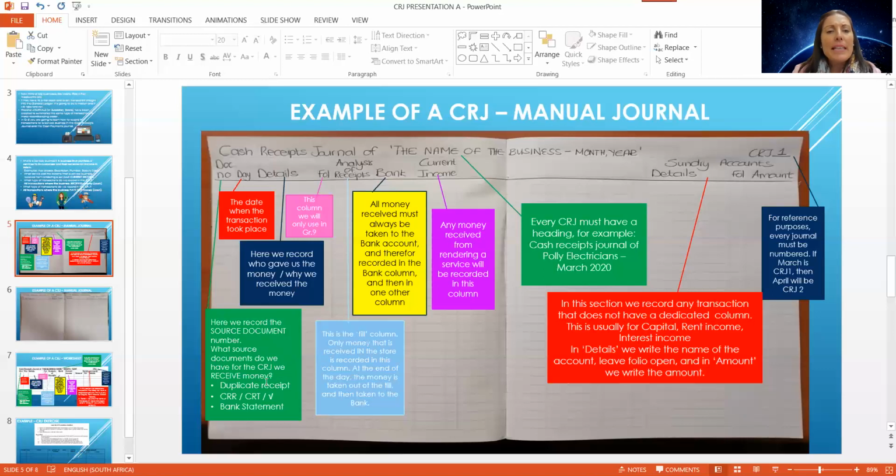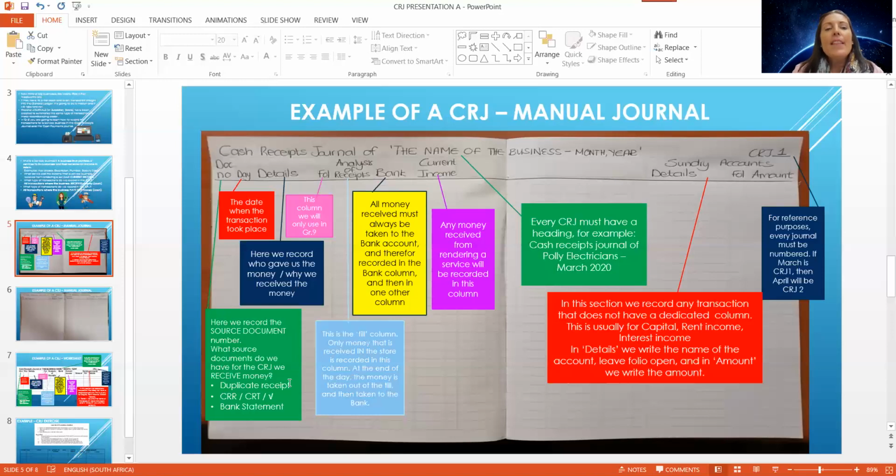Where we receive money? First of all, we will use a duplicate receipt. Now, a duplicate receipt is obviously either when somebody comes into our store and pays for something, and it's usually when we also do not have a till in the business, you can issue a receipt, or for any other reason that we received money, we can issue a receipt. It's a duplicate receipt. Why? Because we gave the original receipt to the customer or the client or whoever gave us the money.